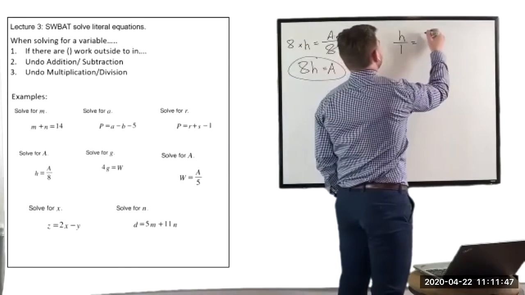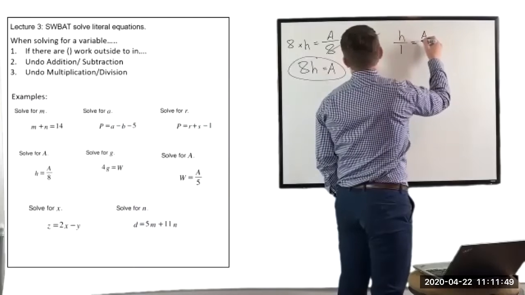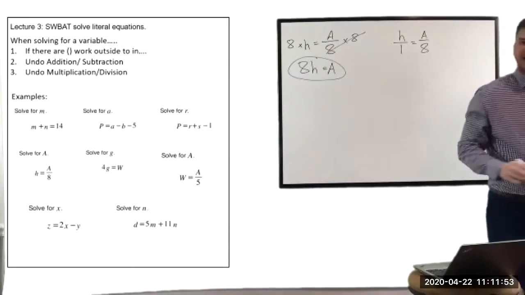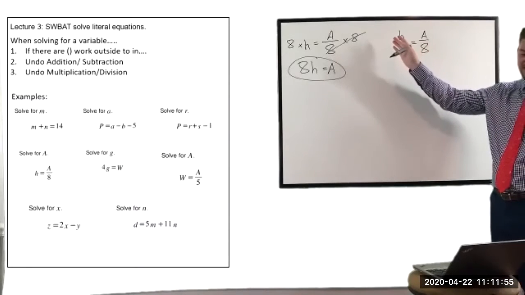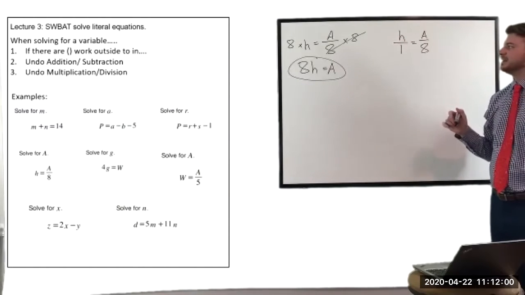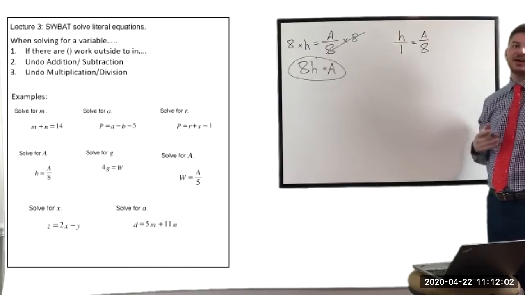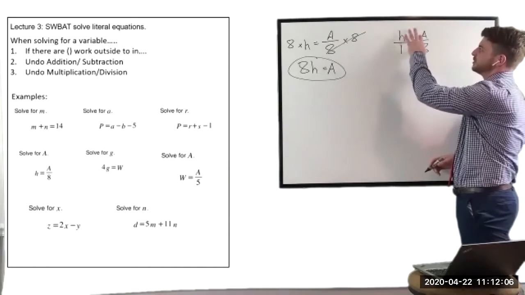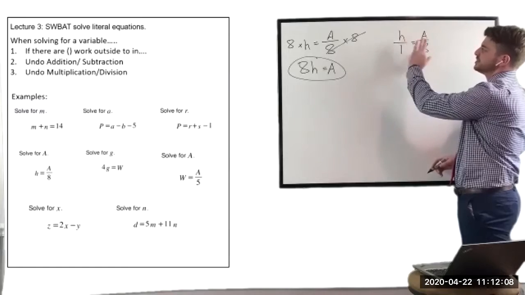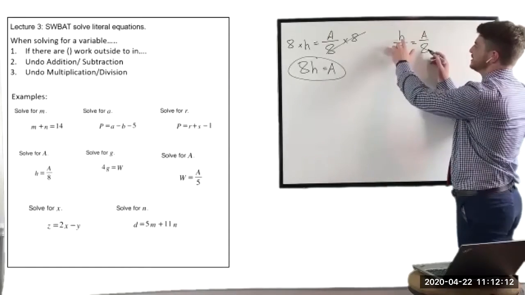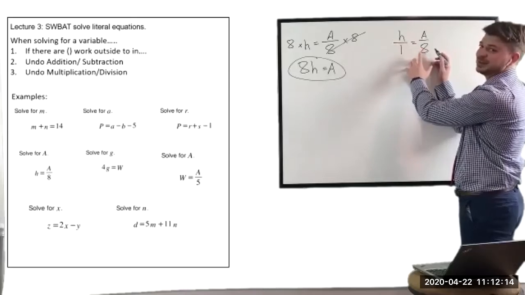And if we set that equal to A over 8, we now have a ratio that's set equal to another ratio, okay? And in this case, this is like a trick that my high school physics teacher taught me. Anytime that you have a ratio equal to another ratio, you can switch the diagonals and it's the same thing, okay? So I can switch this H and this 8 and it's the same thing.